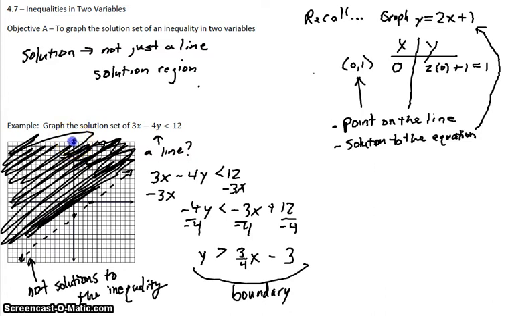For example, if I pick the point (0, 10) and I plug this in, I get 3 times 0 minus 4 times 10. I get negative 40, which is less than 12. That is a true statement, so that point is a solution, so it is part of the solution set or solution region. So the shaded region is the solution region.